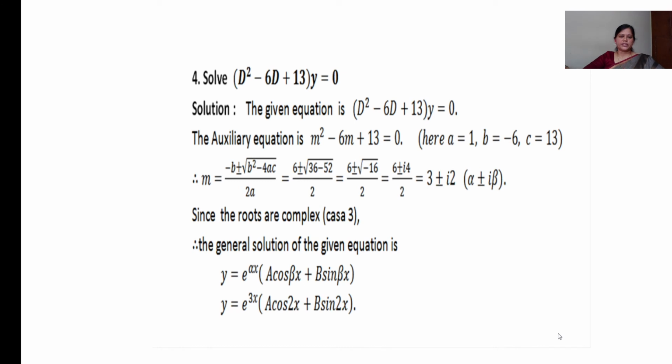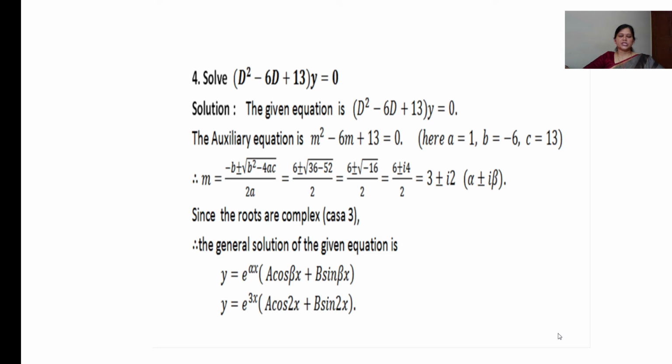So next problem is solve (D² − 6D + 13)y = 0. See, the given equation itself is in the form of f(D)y = 0, so no need to rearrange the equation. Directly we can take f(D) from that. Now from the f(D), the auxiliary equation is m² − 6m + 13 = 0.